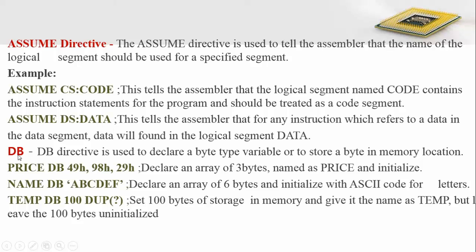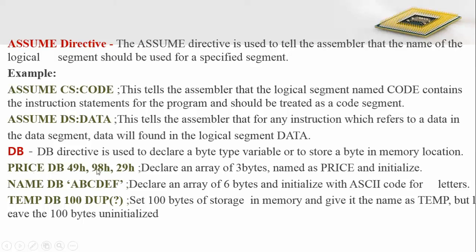Next is about DB. DB is a directive used to declare a byte type variable or to store a byte in a memory location. Consider some examples. PRICE DB 49h, 98h, 29h. What is the meaning? Here it declares 3 bytes, and the 3 bytes together are named PRICE.